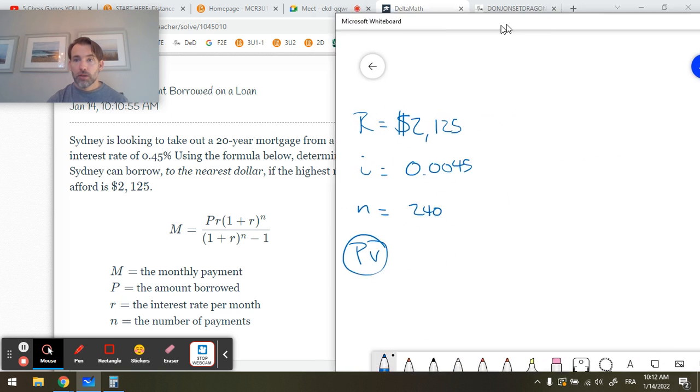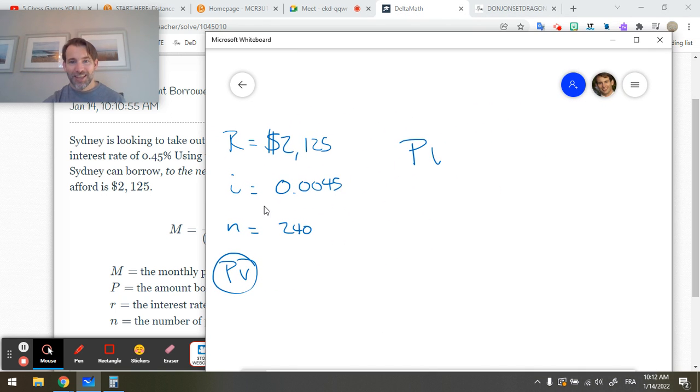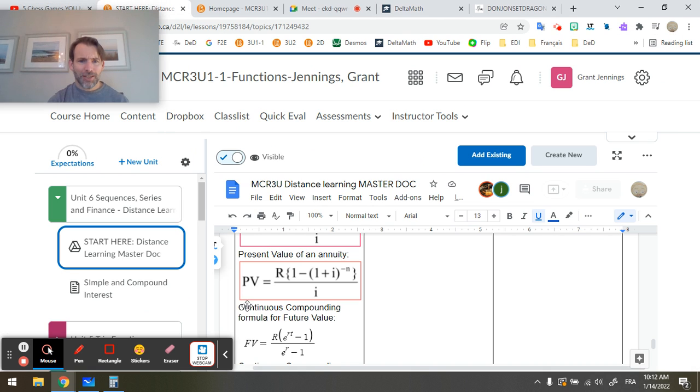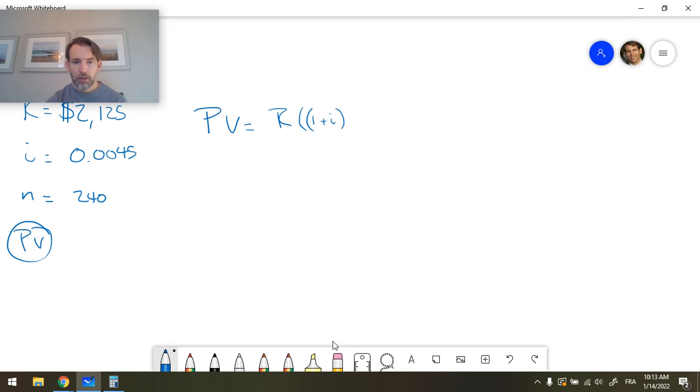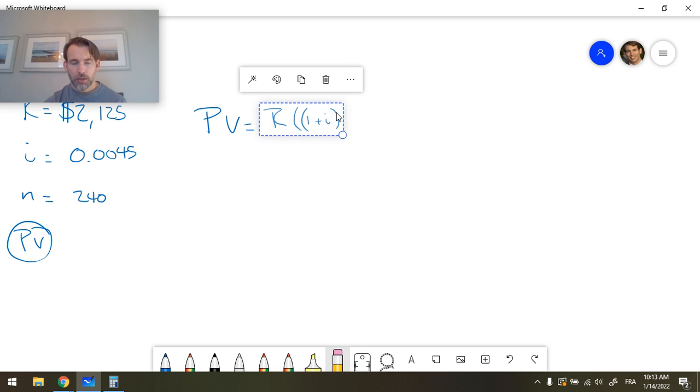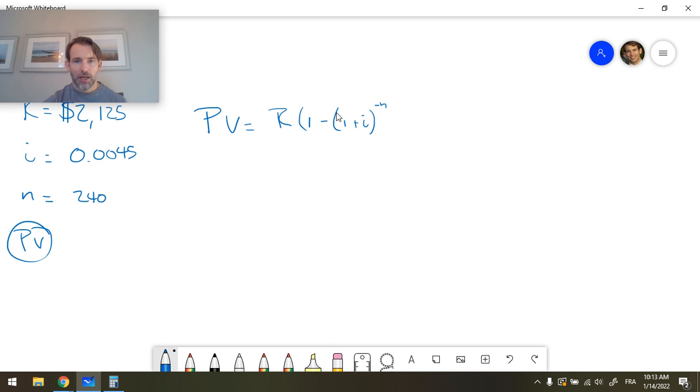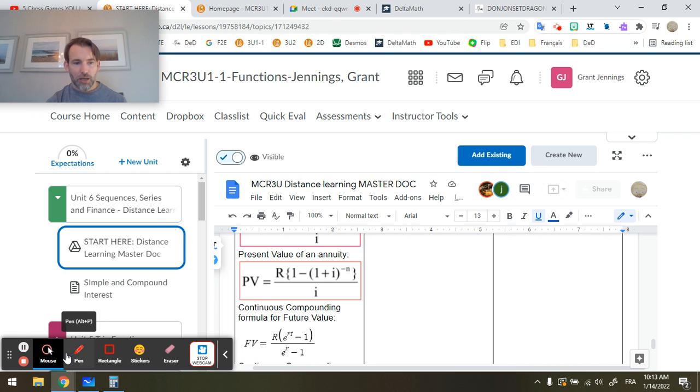Okay, let's find it. So present value is equal to the regular payment multiplied by 1 plus I raised to the power negative n. Google it if you forget. Okay, present value. 1 plus I to the negative n. Yeah, 1 minus this. Okay, so let's write it. All right. 1 minus 1 plus I to the negative n, all divided by I. Verify your formulas, folks. Looks good.